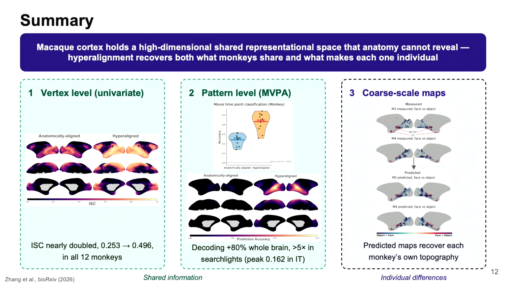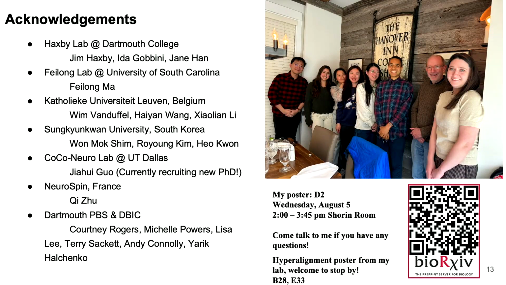To summarize, macaque cortex holds a high-dimensional shared representational space that anatomical alignment cannot reveal. And hyperalignment recovers both what monkeys share and what makes each animal distinctive. This work goes from a single vertex level to a fine-grained response pattern, and then to the core-scale functional maps. At the end, I want to thank my lab and all my collaborators, and all the people who collected the data.